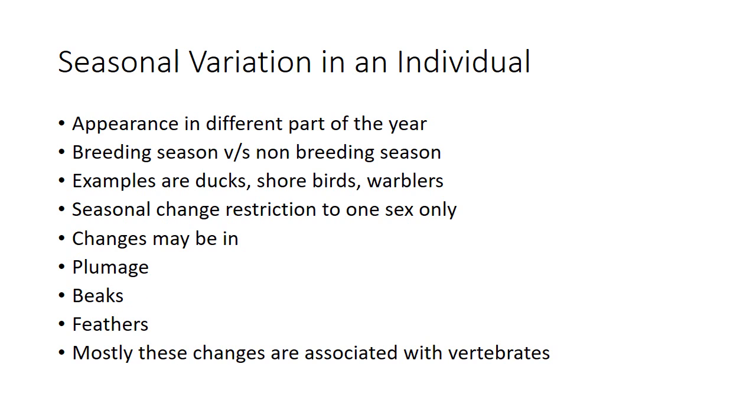Seasonal variation in an individual. There are certain animals that live as adults through several breeding seasons. The same individuals sometimes have very different appearance in different parts of the year. During their breeding season, they have striking colors. On the other hand, when they are passing through a non-breeding phase, their plumage undergoes molting, and they have much duller shades of plumage.